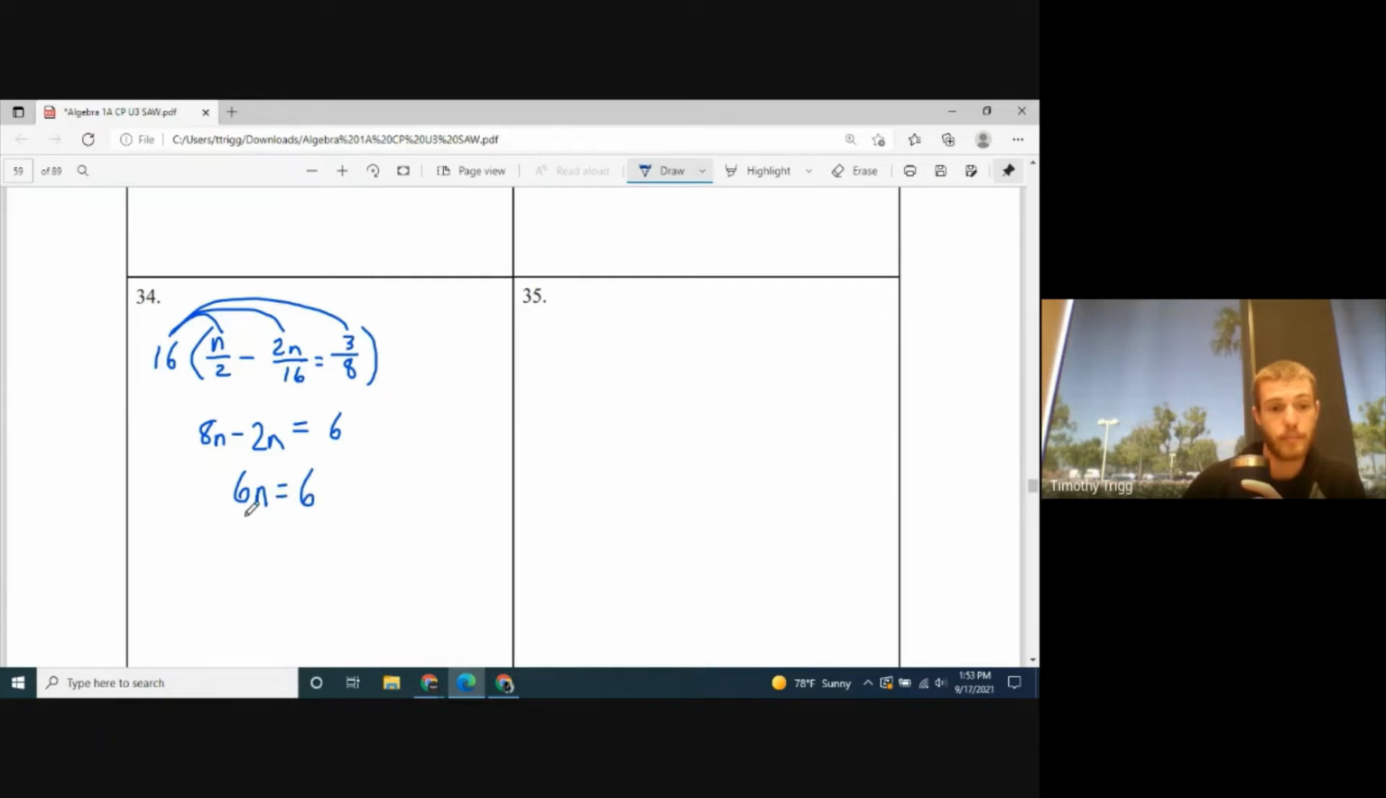6 over here. Divide both sides by 6 to get n by itself. N equals 1. And again, you can always plug it back in to make sure it works.